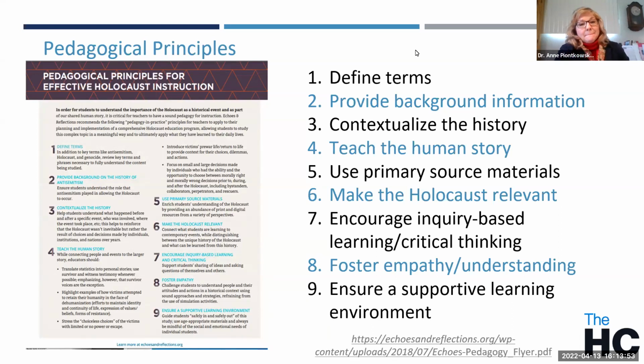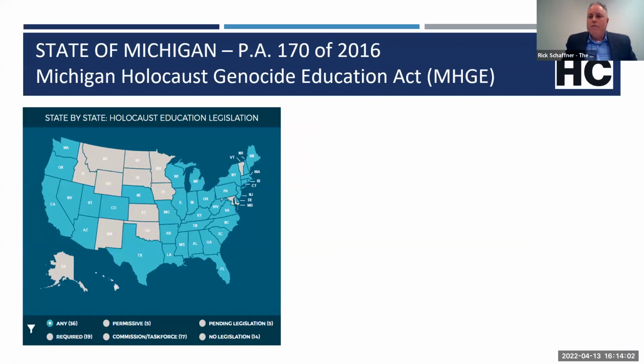So our work really comes initially from, obviously many of you here probably know, but if you don't, Public Act 170 in 2016 was the Michigan Holocaust Genocide Education Act. This is really the forefront, and the Zekelman Holocaust Center was actually a large player in how that law really came into play.